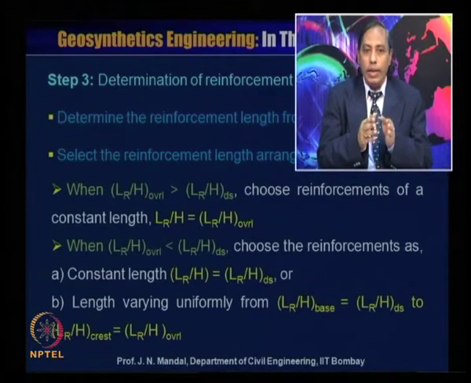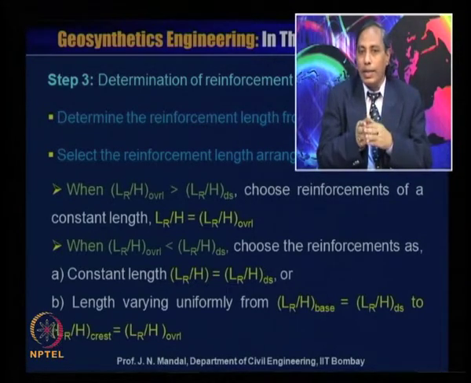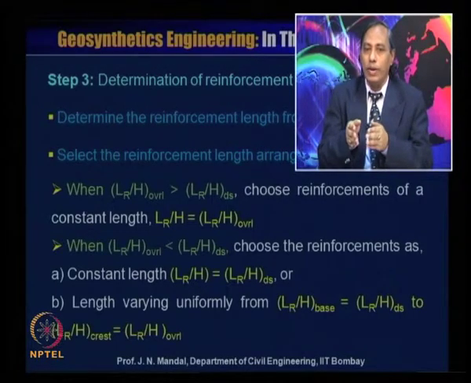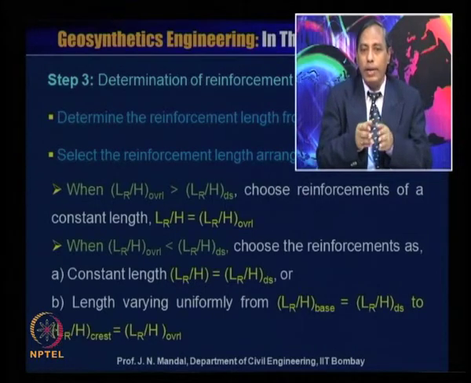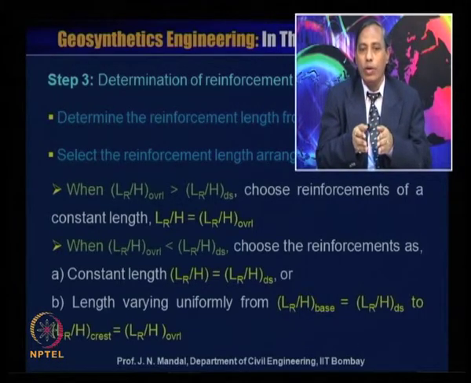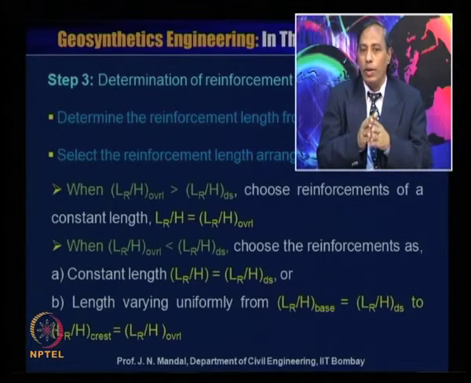But when the LR by H overturning is less than LR by H direct sliding, choose the reinforcement as A, constant length, that means LR by H is equal to LR by H direct sliding, or B, length varying uniformly from LR by H base equal to LR by H direct sliding to LR by H crest equal to LR by H overturning.